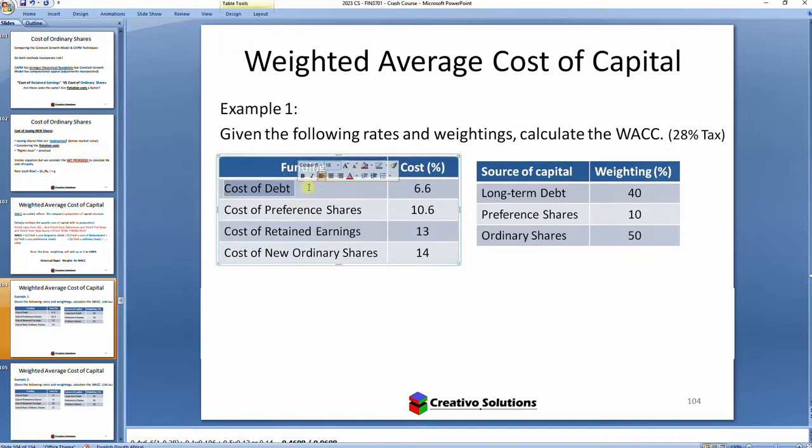Will tax apply to that cost? Do I need to take the tax into consideration for this cost of debt? Thoughts?